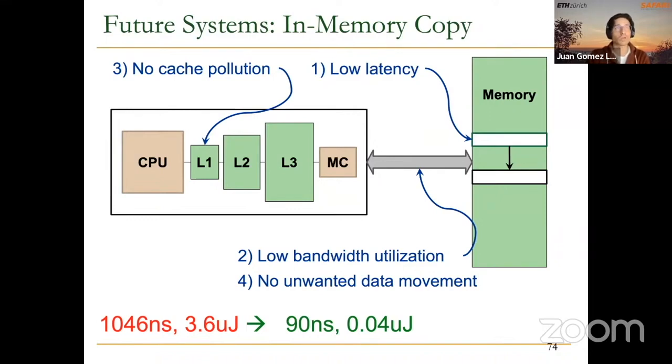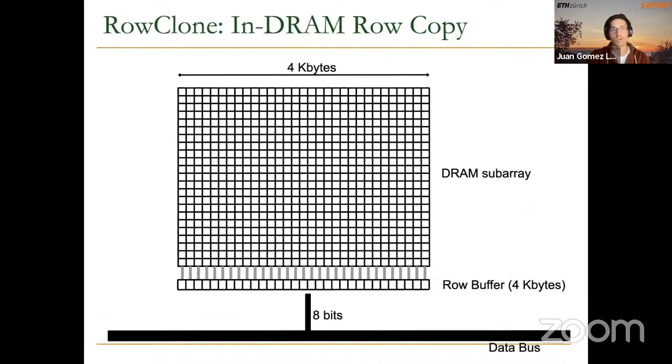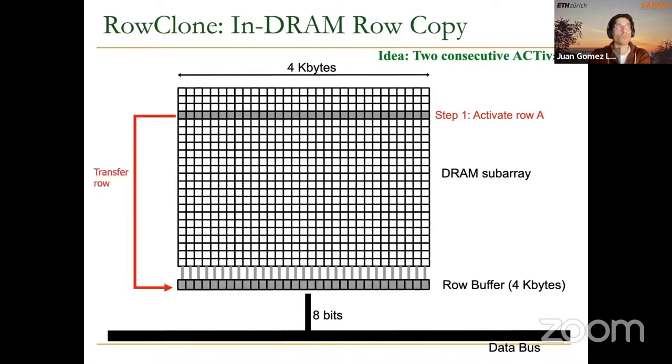How does RowClone work? It's very simple conceptually. I'm pretty sure that you guys are familiar with how DRAM operates. As you may remember, DRAM is composed of many rows, and the way we read these rows is by activating one row, in this case row A, and then transferring it to what we call the row buffer or the sense amplifiers. Once the row is in the row buffer or the sense amplifiers, we can start reading and writing cache lines. So that's the normal operation of DRAM.